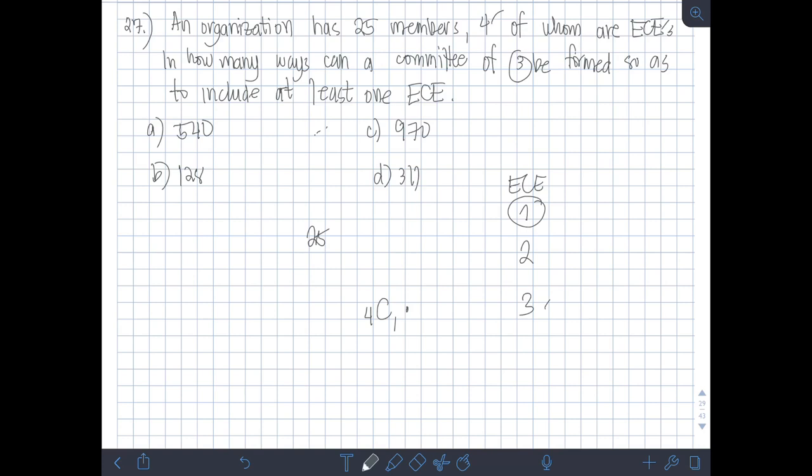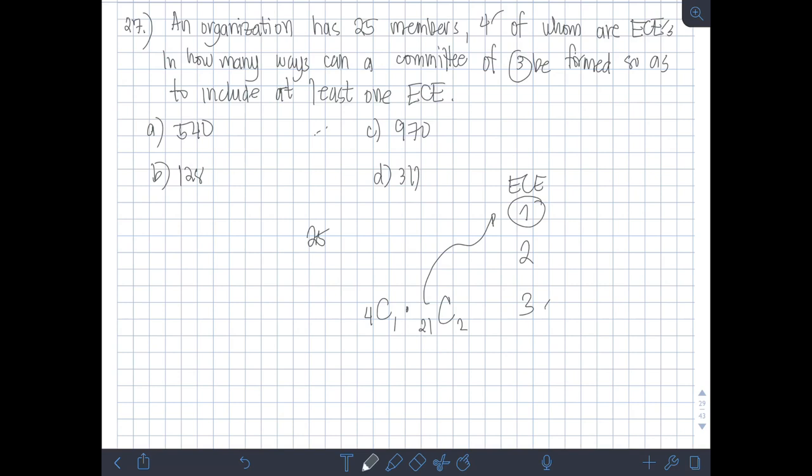Kukuha tayo doon ng ilan? Kasi 3, di ba? Tapos kumuha na tayo ng isa doon sa 4 na ECE. So, ilan pa? 2 na lang. So, we have R is 2. And then, sabi ko nga, kung ilan yung hindi ECE, 25 minus 4 is 21. So, ito yung sa case 1.